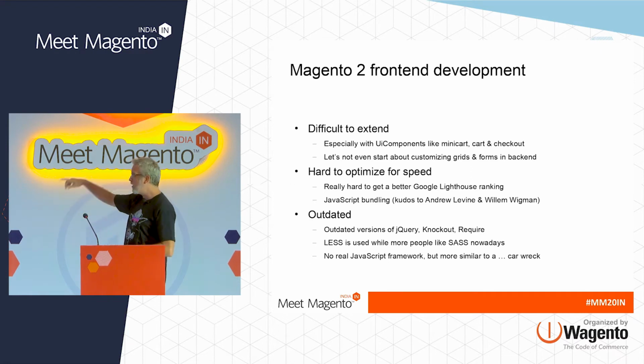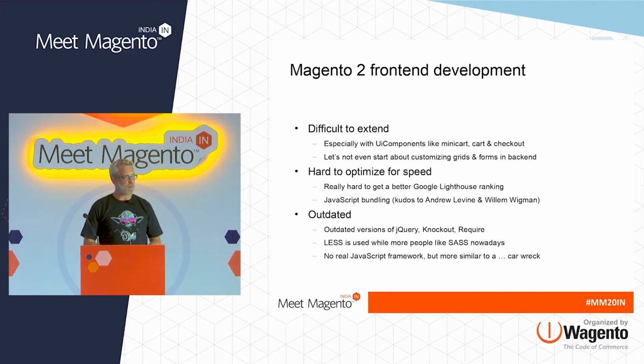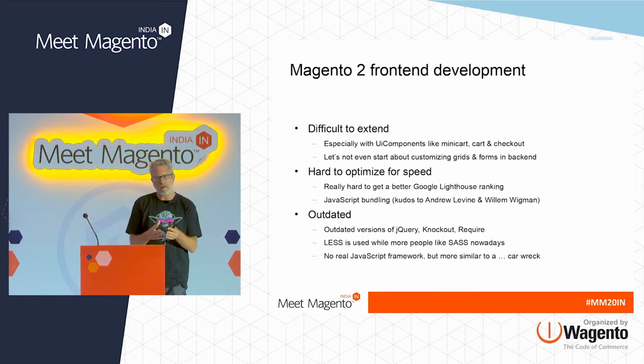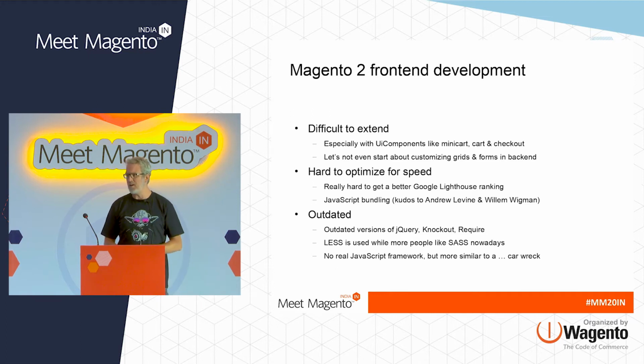So there are currently a couple of people, Andrew Levine and Willem Wigman, and most likely a couple of others, trying to optimize JavaScript bundling and a couple of other features in the front end. And they're delivering good work, but the main point is still that all of us have a hard time trying to optimize it. Forget about Lighthouse scores or whatever. It's a different ballgame.